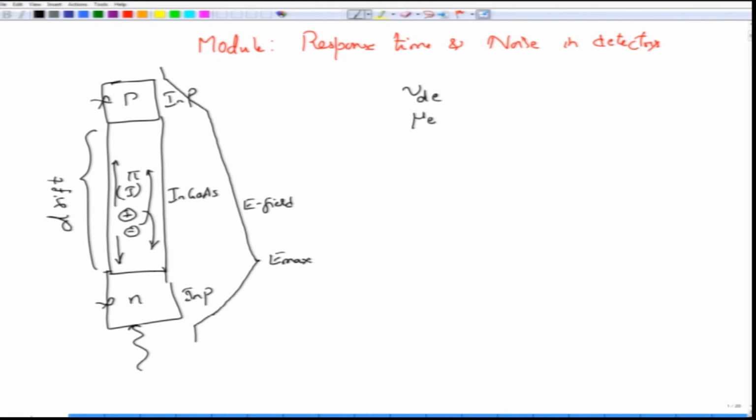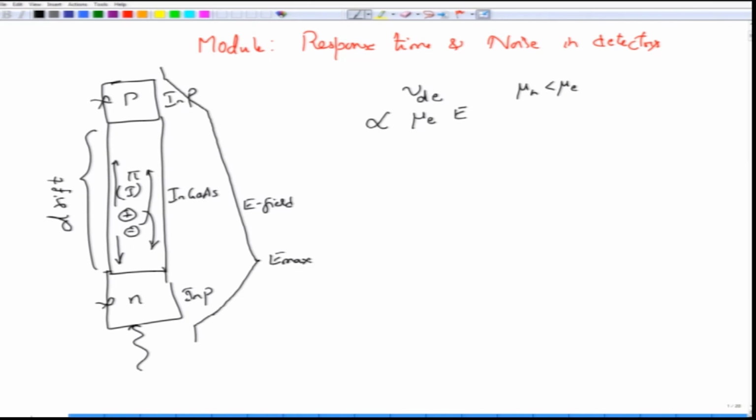If VDE stands for the drift velocity of the electrons and mu E stands for the mobility of the electrons, then VDE is directly proportional to the mobility times the electric field experienced by the electron. Similarly, if you change VDE into VDH, you will get the same for holes. And as I said, hole mobility is less than the electron mobility. Therefore, the speed at which these two photocarriers, electrons and holes, travel will also be different.